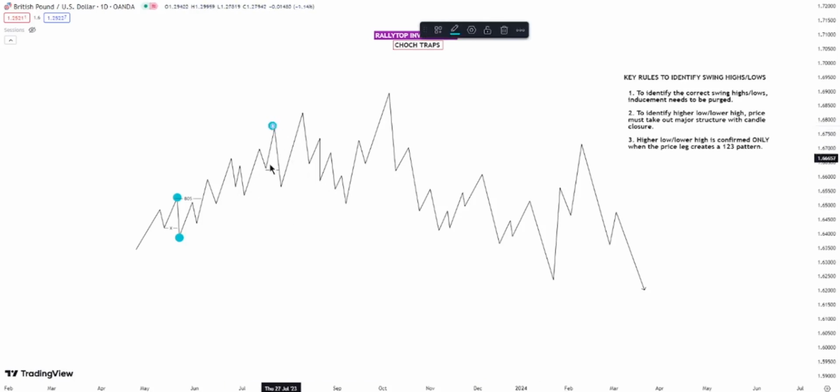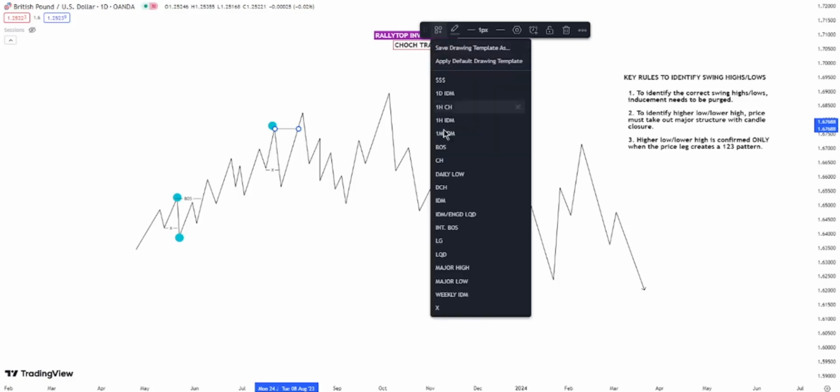Now, after that swing high, this higher low cannot be confirmed until rules number 2 and 3 are met. Rules number 1, 2 and 3 must be met for this higher low to be confirmed. And what is rule number 2? Rule number 2 says to identify higher low or lower high, price must take out major structure with candle closure. Did it happen here? Look at it. Rule number 2 happened here. Price has taken out this major structure, and that is known as a break of structure, guys.